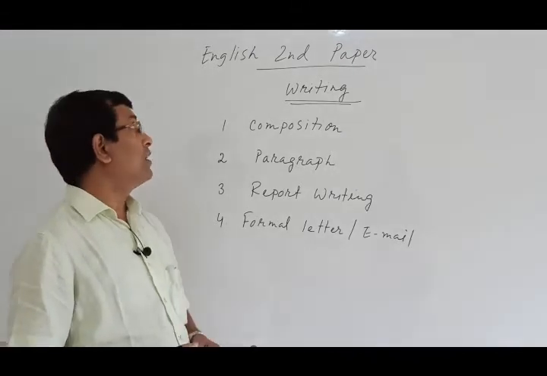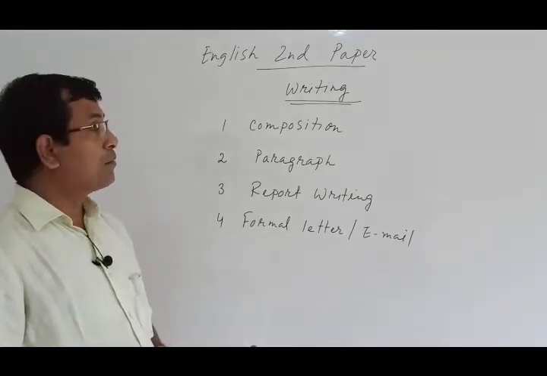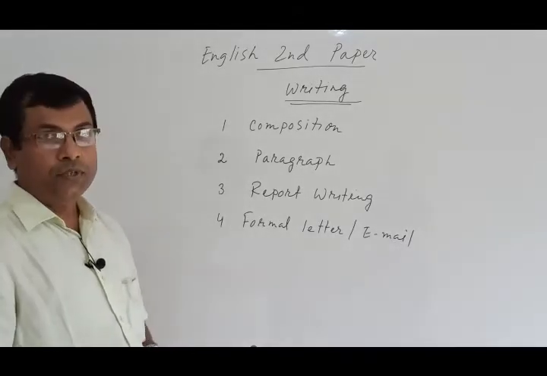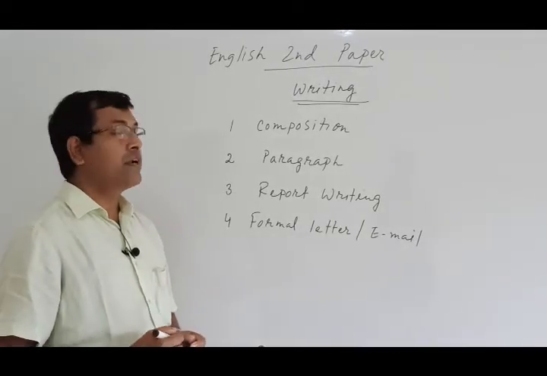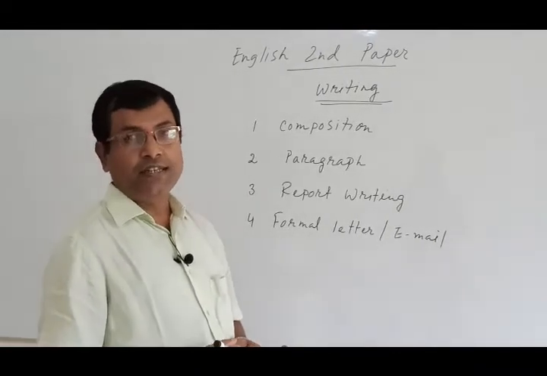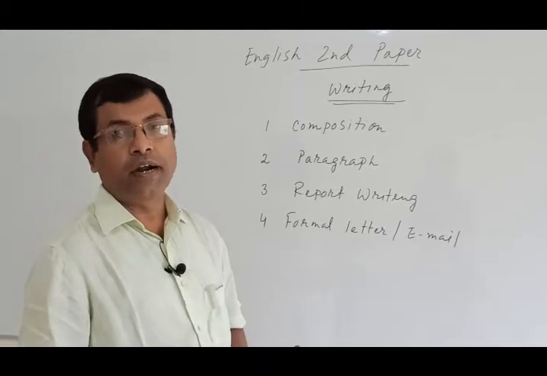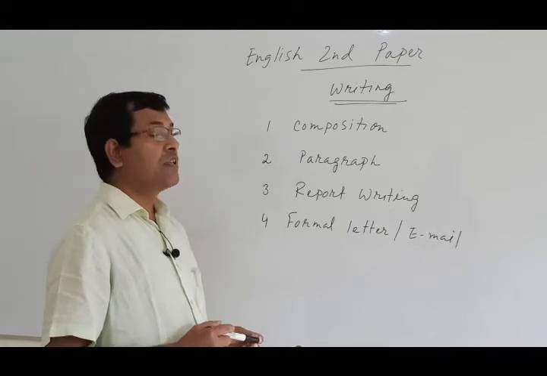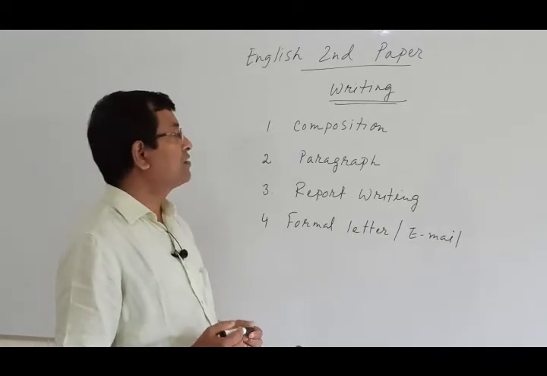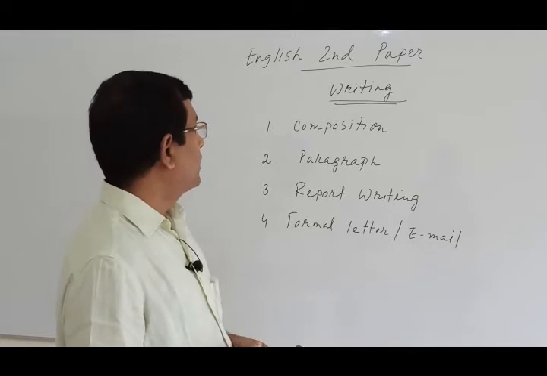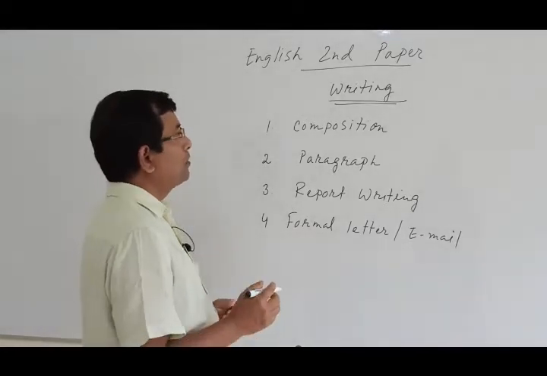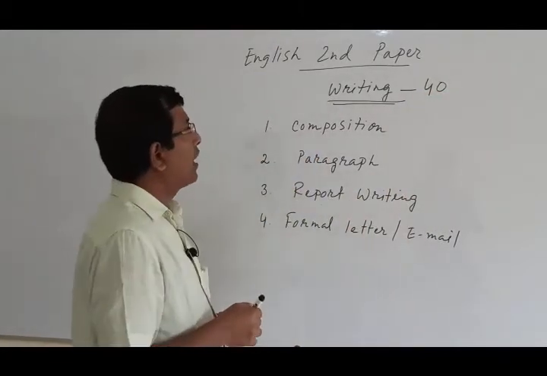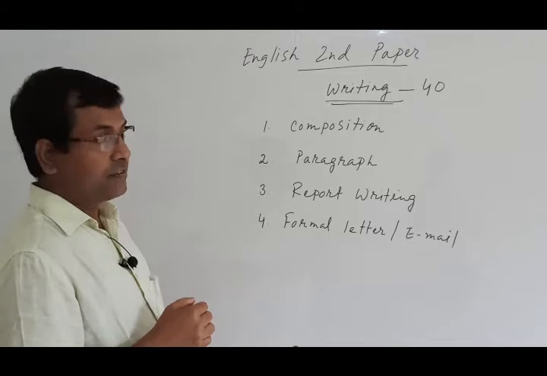Our today's class is on English second paper, and our today's topic is writing items. You know, my dear students, our English second paper question is divided into two sections, part A and part B. In part A, we have some grammatical items containing 60 marks, and in the writing section, that is in part B, we have 40 marks. And today in this class, I am going to discuss our writing section.